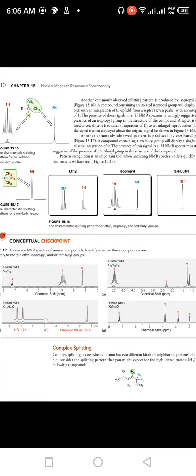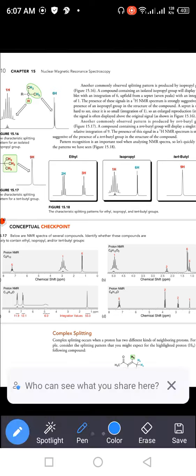Let's have structures. Focus on the ethyl group. There are three fragments in hydrocarbons: ethyl group, isopropyl, or tertiary butyl. So just focusing on these groups, what signals or peaks are obtained for ethyl, isopropyl, and tertiary butyl? In ethyl, there are two signals having integration value 2 protons and 3 protons.